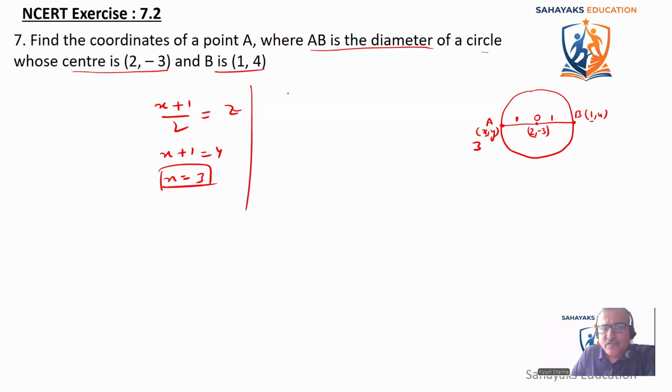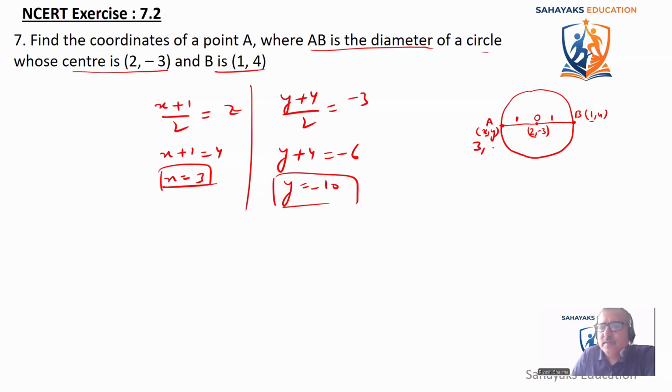Similarly, we'll find the value of Y. Y plus 4 divided by 2 is equal to -3. So Y plus 4 is equal to -6 and Y is equal to -10. So the point is 3, -10. We have only taken O as the midpoint, so 1 plus X divided by 2 is this, and Y plus 4 divided by 2 is -3. Okay, pretty easy one.